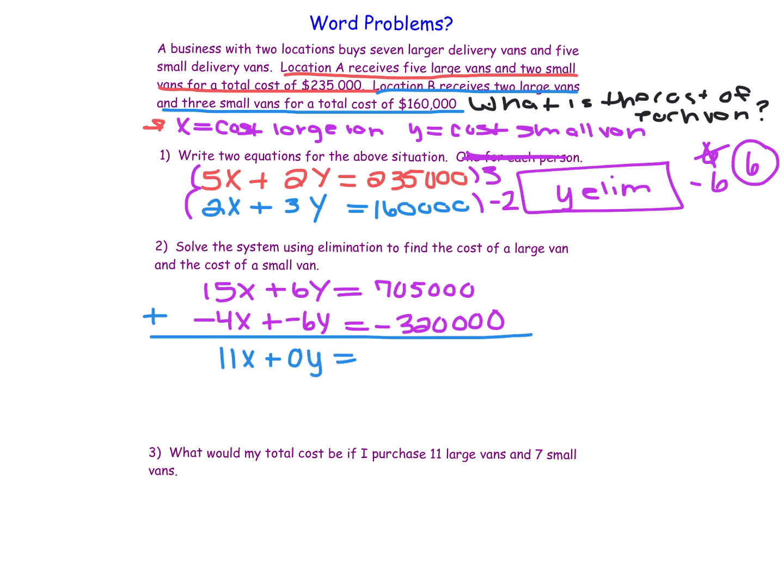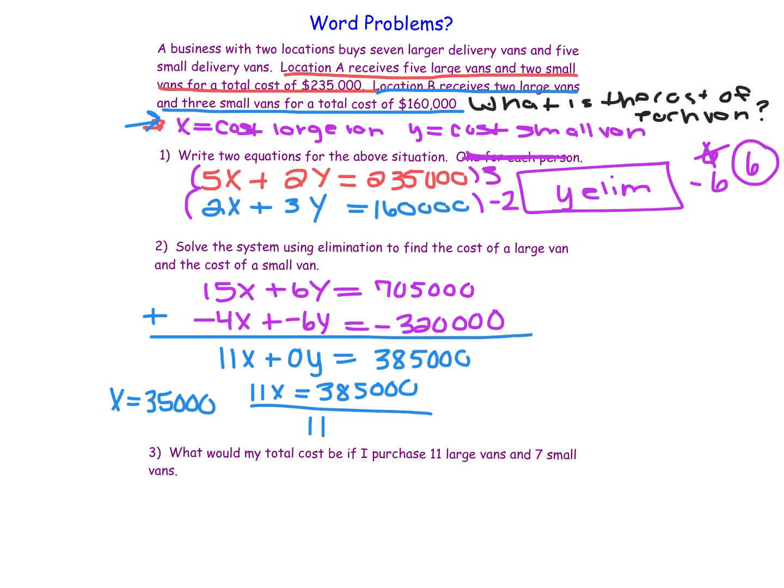And then I have 705,000 minus 320,000, which leaves us with 385,000. So really here I have 11x is equal to 385,000. And then if I divide that by 11, I find that x is equal to 35,000. Now we need to think about what x represents in the context of this problem, and x is the cost of a large van. So what this is telling me is that the cost of a large van is $35,000.